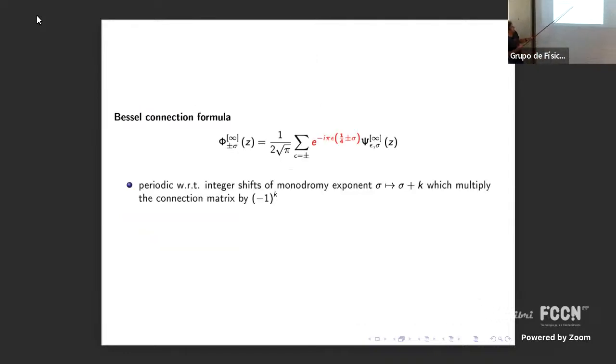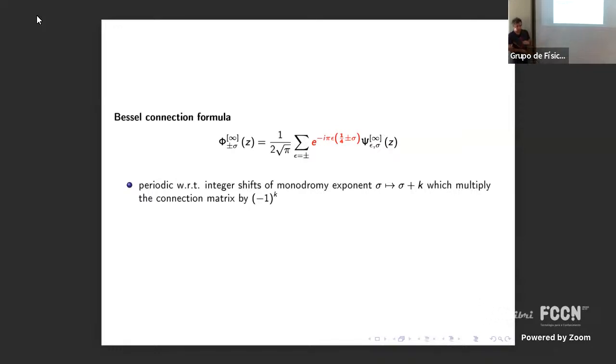And we have a very simple connection formula between these Bessel bases, which is, of course, classical. One thing that should be noted here is that the connection matrix here is periodic, or almost periodic, with respect to this sigma.